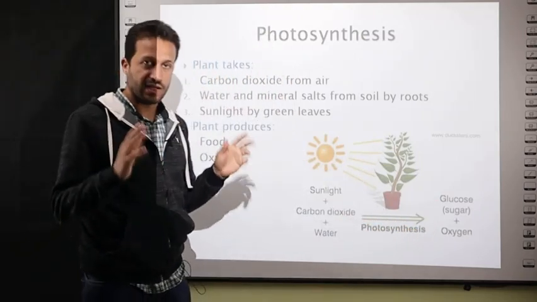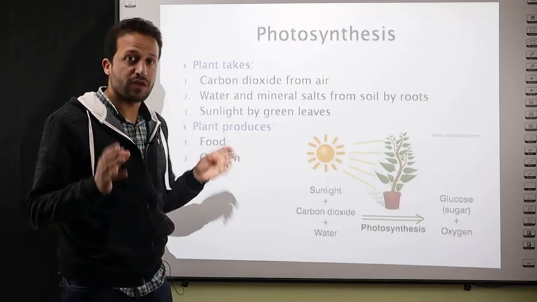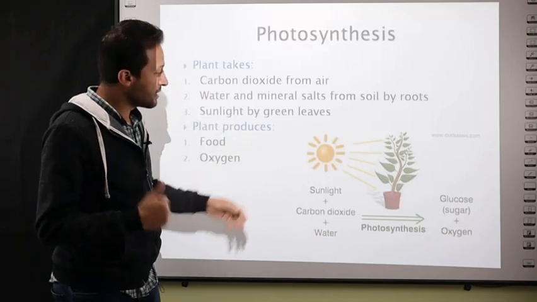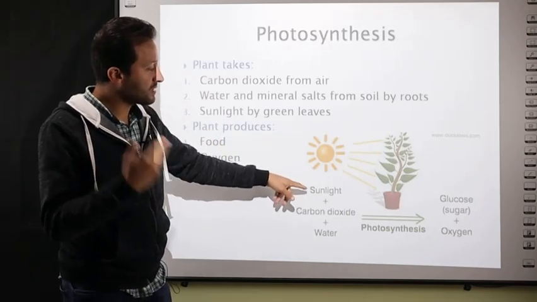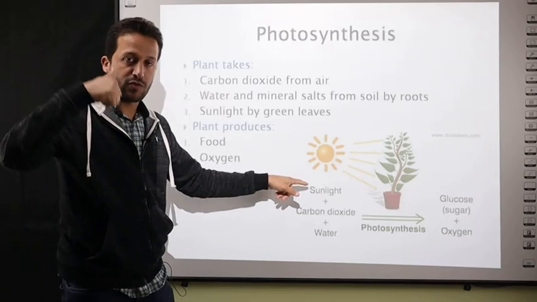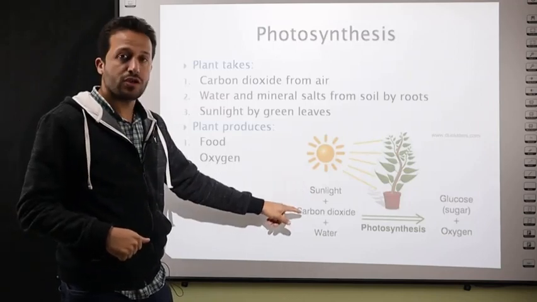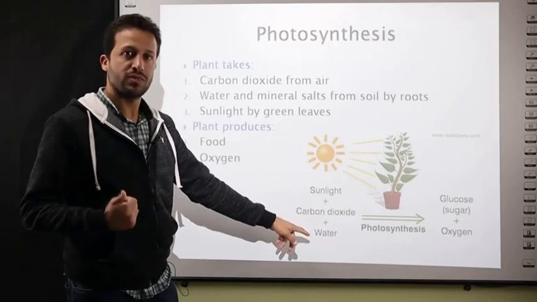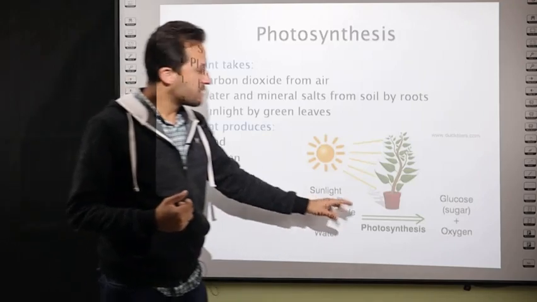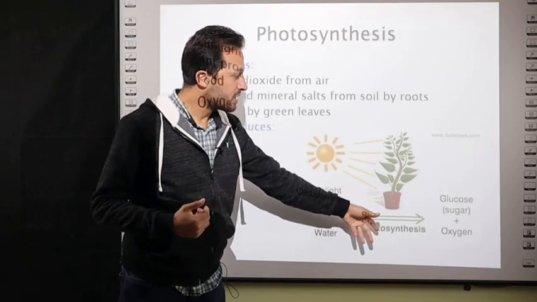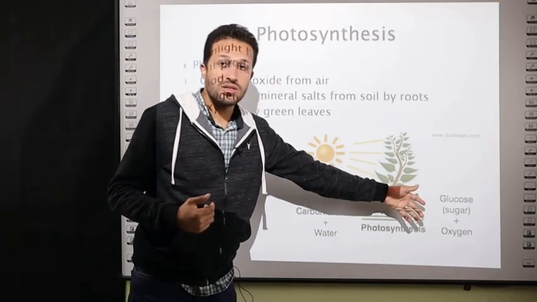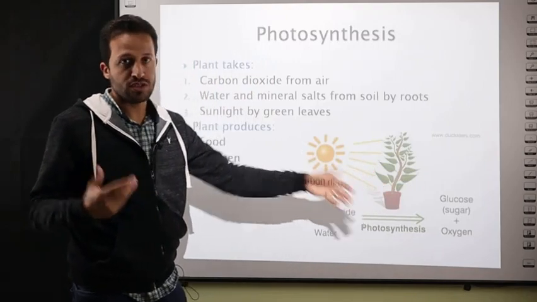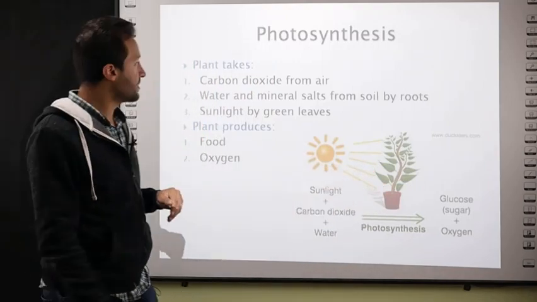So again, the green plants need to do photosynthesis to make their own food. And to do this, it needs sunlight coming from the sun, carbon dioxide coming from the air, and water and mineral salts coming from the soil. Then it will do the photosynthesis process and produce its own food called glucose or sugar and a gas called oxygen that helps us in breathing.